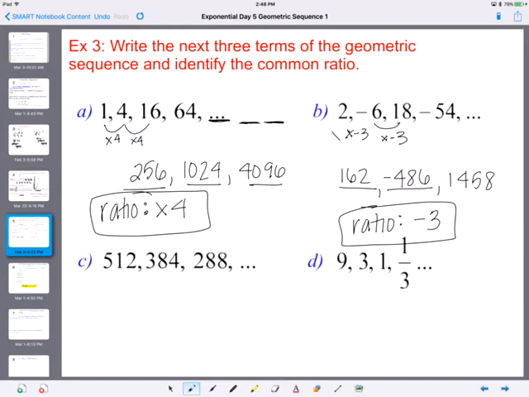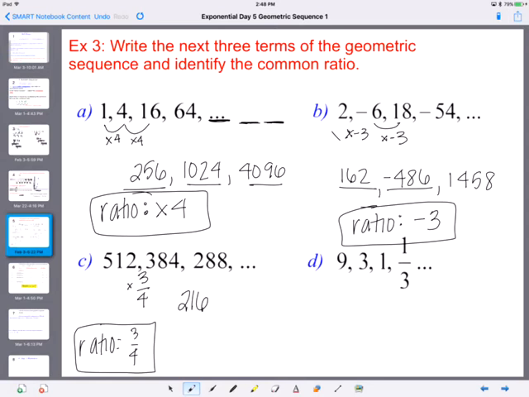To go from 512 to 384, we're decreasing, so I know I want to use a fraction. The most common are 1/2, 3/4, 1/4. If we do 512 times 3/4, we get 384. So we know our common ratio is going to be 3/4. When you're going from a larger to a smaller number, you're always going to be multiplying by a fraction. So 288 times 3/4 is 216.